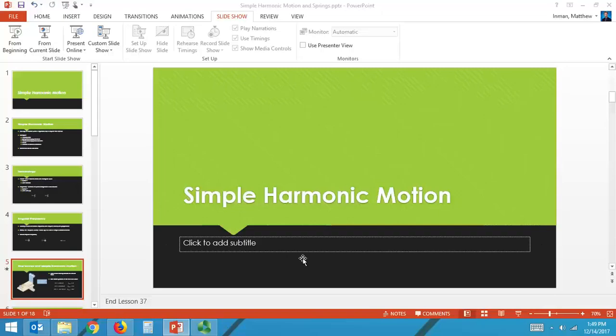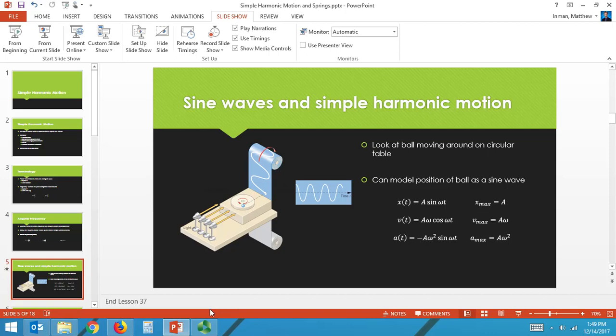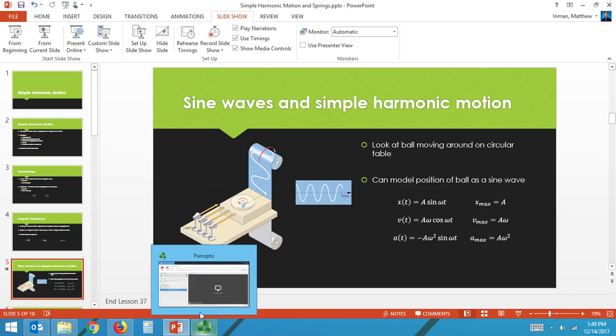So that's kind of a quick overview of some introduction into simple harmonic motion. What we'll look at in the next lesson is start by looking at some specific cases for simple harmonic motion.